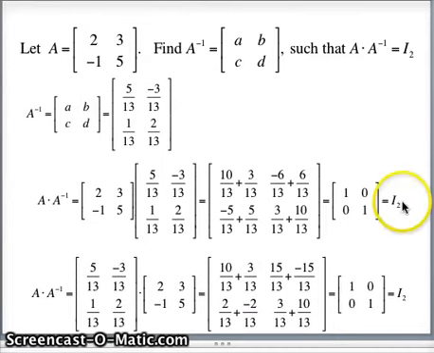So A times A inverse is the identity. A inverse times A is the identity, so that's a little typo. Let me go ahead and fix that one. Of course, this is A inverse first, so A inverse is first times A. Written this way, we also get the identity. So both of those must happen.